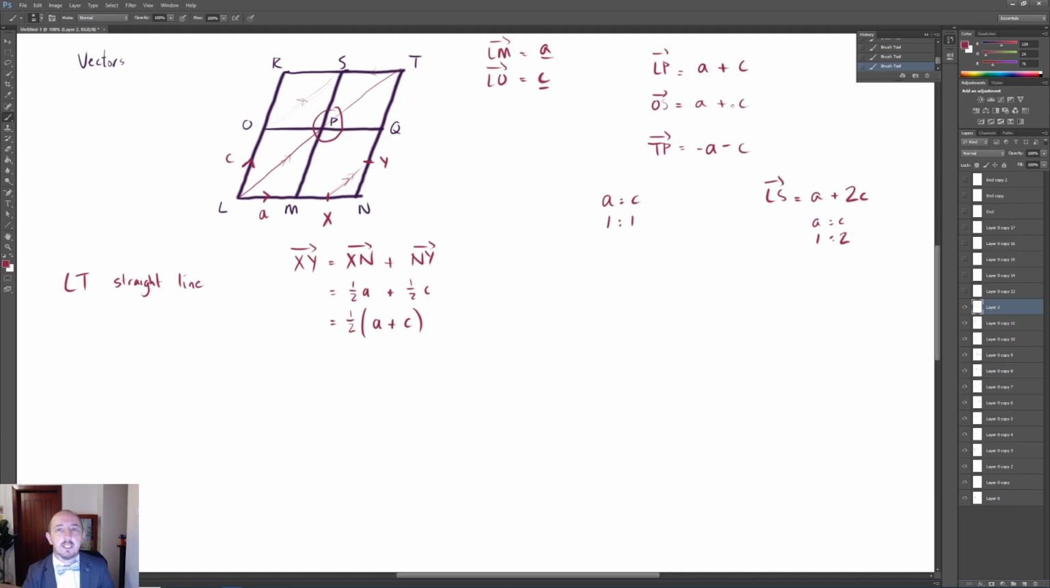So I've already done L to P, and that usually happens in the question, you use the stuff that you've already done in part A. But now I just do P to T, and I go A plus C. So because they've got that point P in common, and they're both in a 1-to-1 relationship here, that means that L to T is a straight line. Alright, so they're usually a bit more complicated than this.